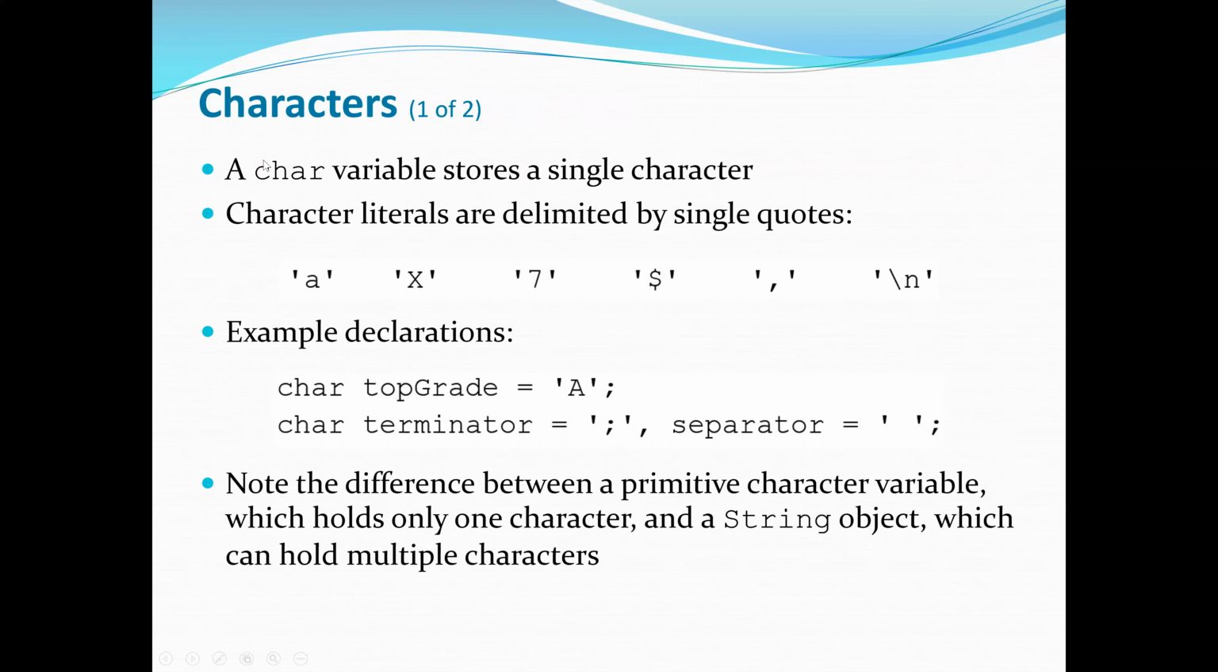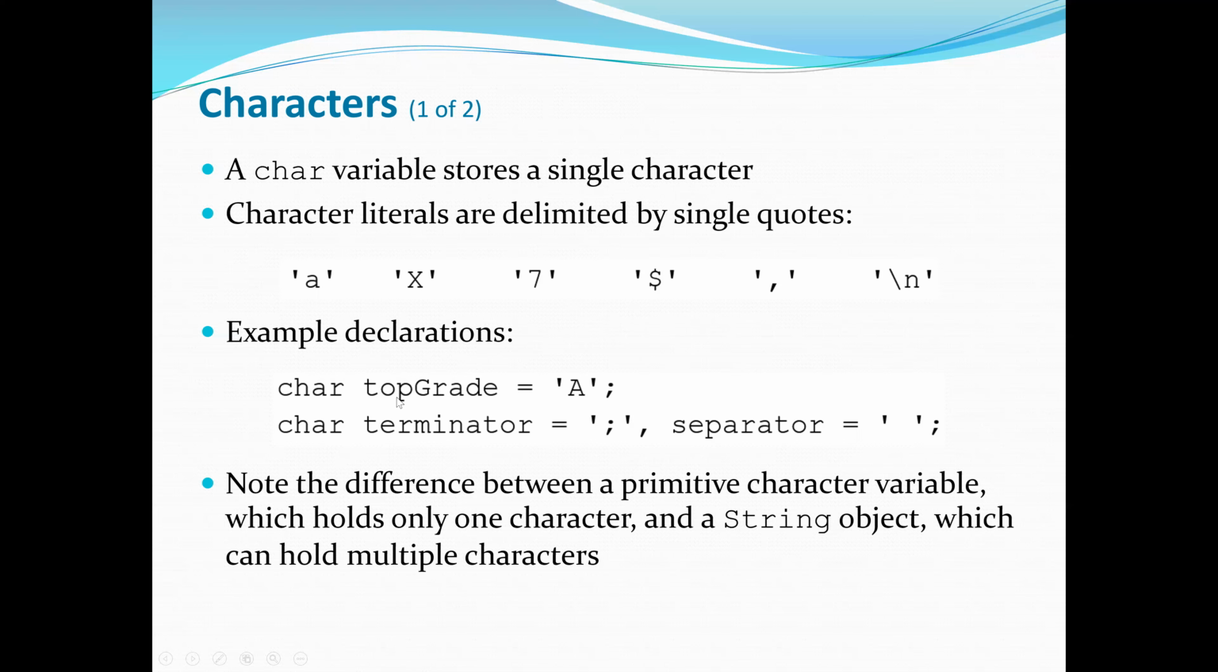A character is just 1 single digit, symbol, or character. So examples would be 'A' in single quote, 'X', '7'. Since 7 is in a single quote, it's a character. If 7 is in double quotation, it's a string. If 7 is not in any single or double quotation, then it's a value. So that's an example here.